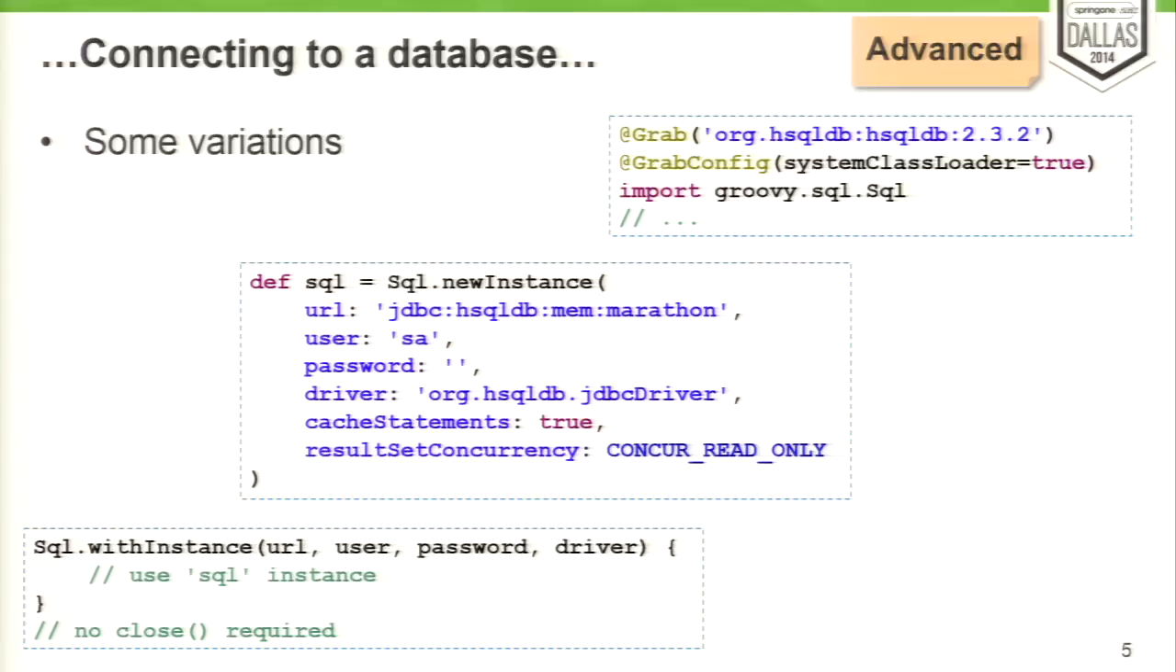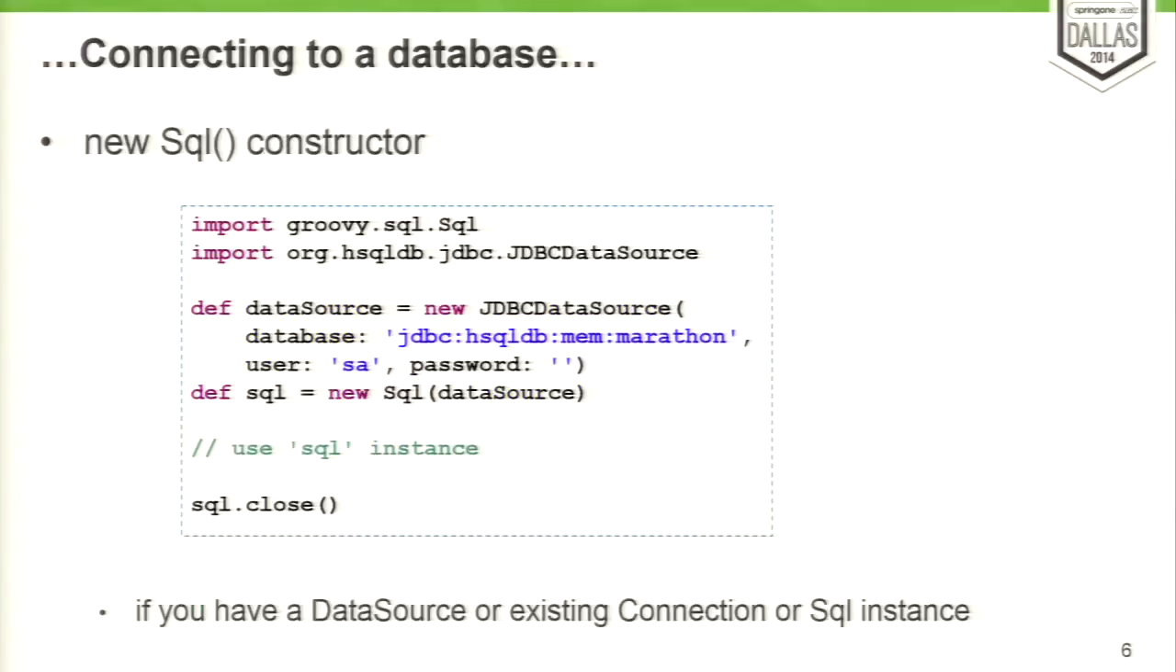So that's a nice little variation you might want. Now, going back to our earlier question, the other main way that you'll create yourself a SQL instance will be if you have an existing data source. So you could have a data source, or you might have an existing connection that you've manually pulled out of a connection pool or something, or if you've already got a SQL instance and you want to create another one based on the information you've already fed it, you can create one of those as well.